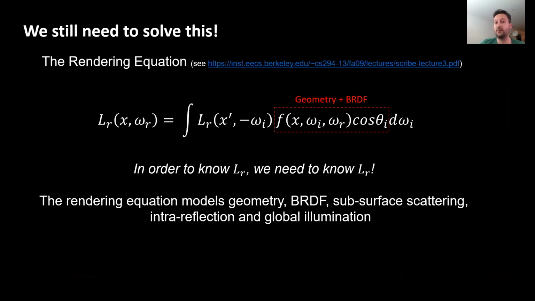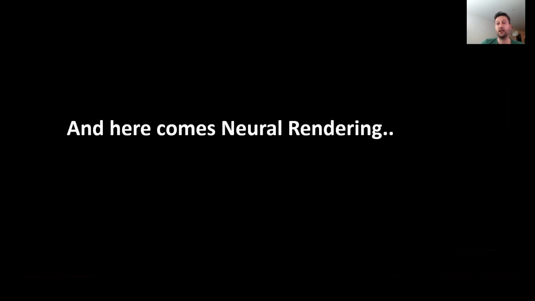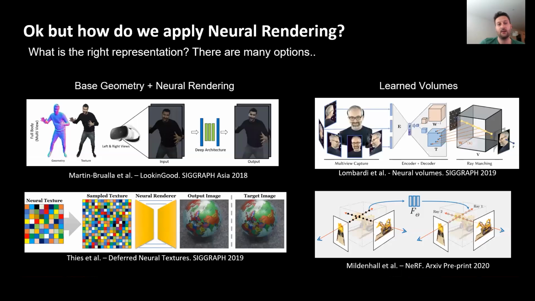And the geometry and the BRDF play just one part of the rendering equation, and you still need to approximate it. So how do we actually solve it? Well, we can use neural rendering to learn all these high-order light transport effects directly from the data without having to model them directly. But how do we apply neural rendering in practice? What is the right representation?